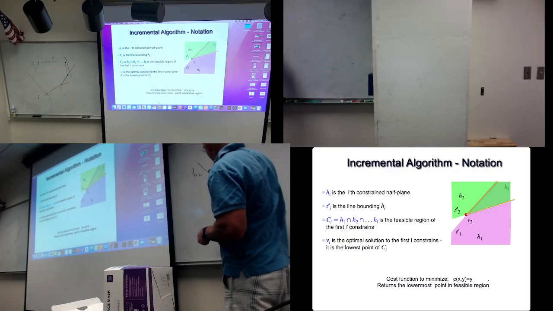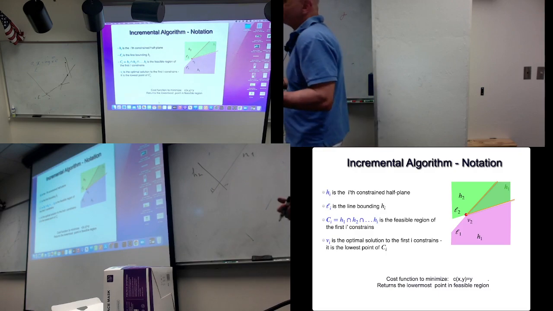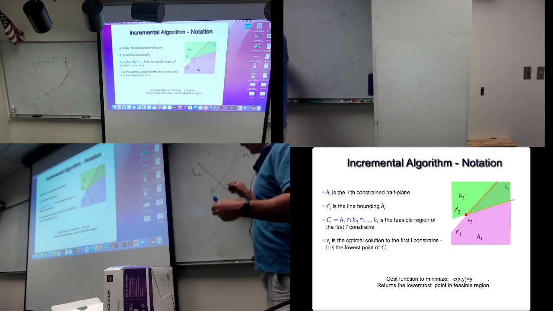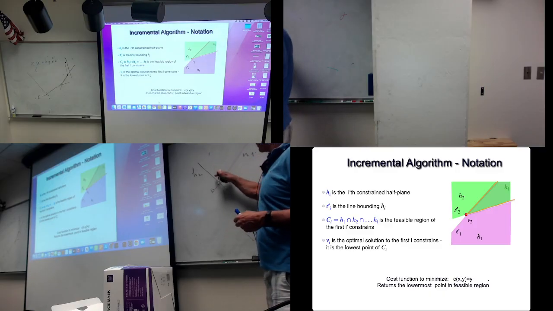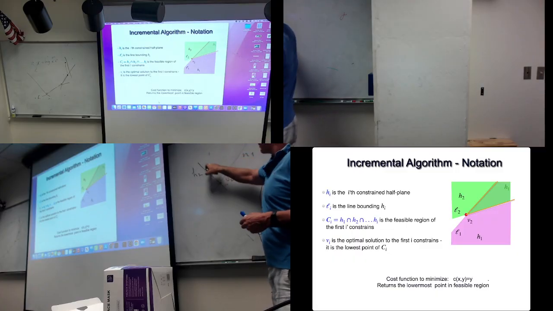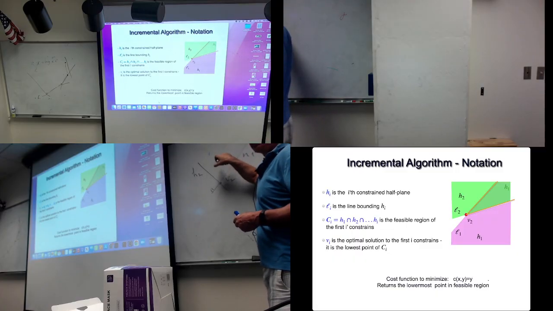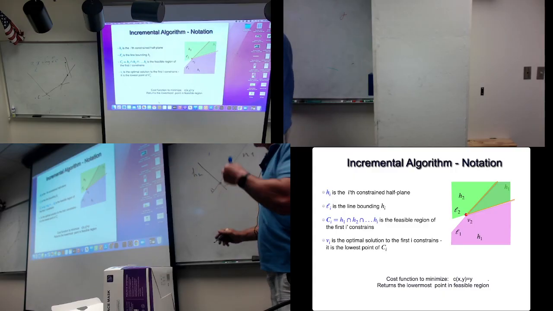H1, H2. Where is V2? Yeah, V2. Correct? These are my half-planes. I'm looking for the lowest point that is on the correct side of both half planes. The feasible region is everything inside of this wedge. This will be the lowermost point. Everybody good with this notation? That's V2.